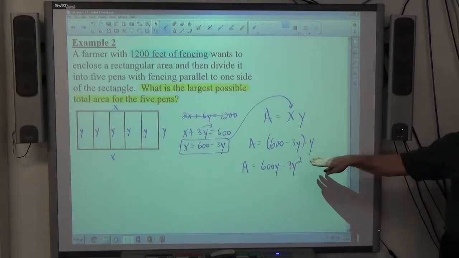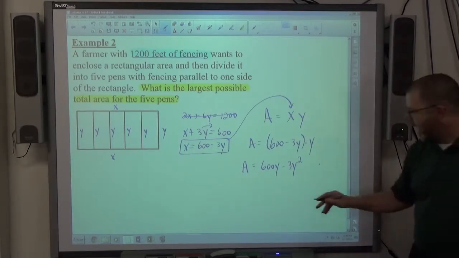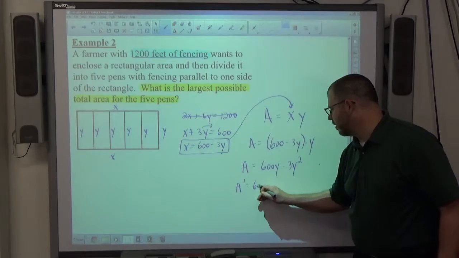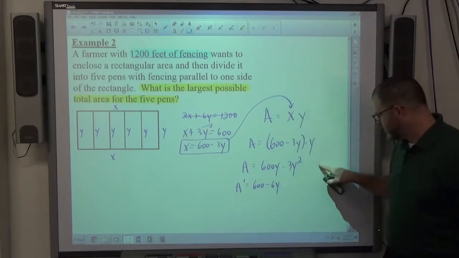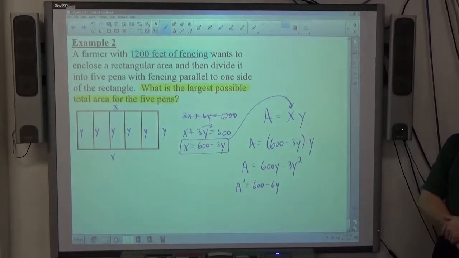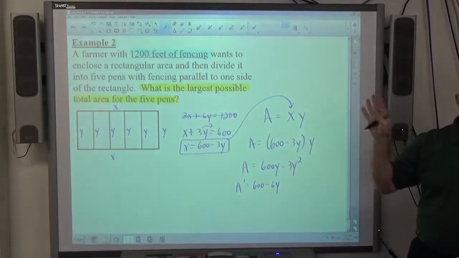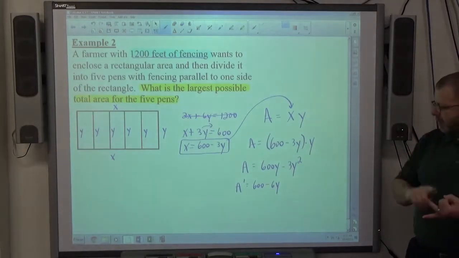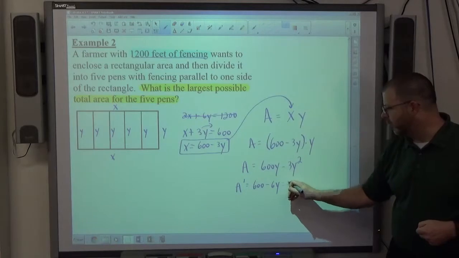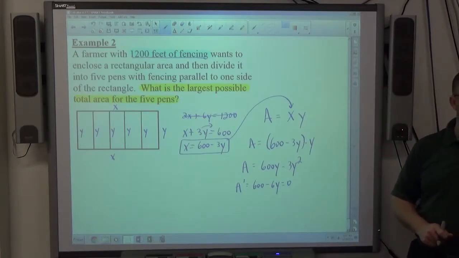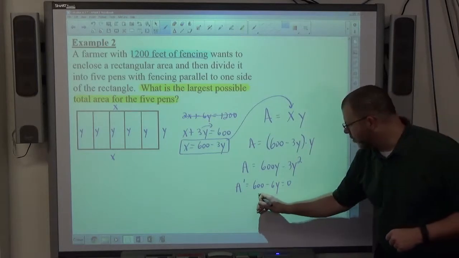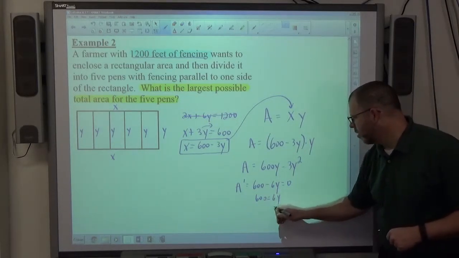So I would expect this is going to be a point we get to every single time. A prime is equal to 600 minus 6y. And if A prime is 600 minus 6y, there's no endpoints really. We kind of are limited, right? Because x or y can't even be bigger than 1,200. But we'll just pretend endpoints don't exist in this one. Undefined doesn't exist because it's a polynomial, so just set it equal to 0. It's almost always just equals 0 that gets you what you're looking for. So 600 equals 6y. y is equal to 100.